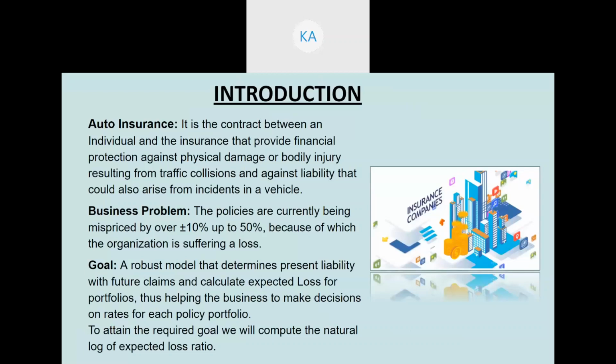Organizations are suffering a loss from insurance policies being overpriced by up to 50%. With these surprising statistics, we realized our goal was to build an optimal, robust model that could accurately determine and calculate present liability with future claims and the expected loss for portfolios. We also knew it was important to understand exactly why we wanted to predict this, and this is to help businesses make high-level decisions on rates for each policy portfolio. To attain this required goal, we had to compute the natural logarithm of the expected loss ratio. Now that we had a thorough understanding of the background of our problem and the detailed goal of what we were trying to reach, we had to write out a strategy to reach this required goal.